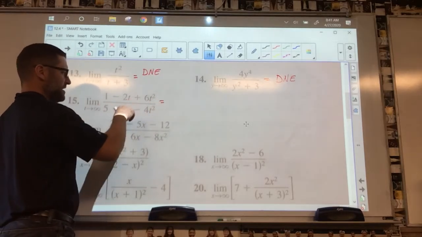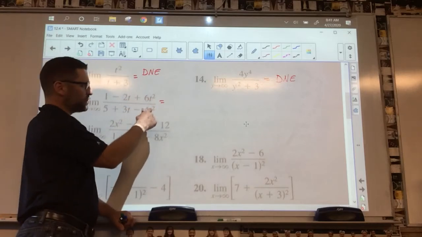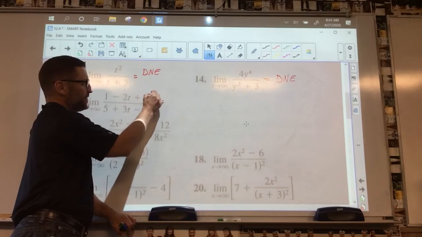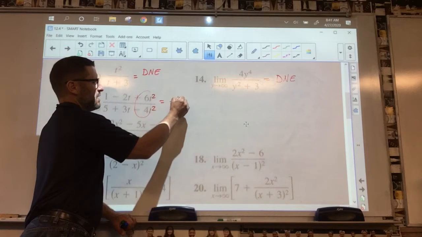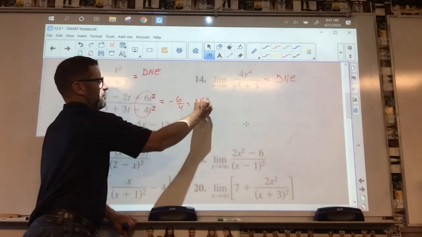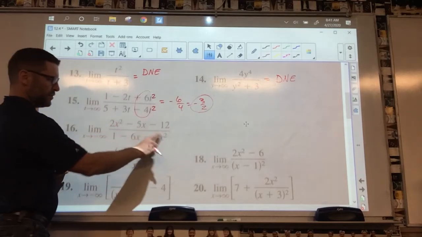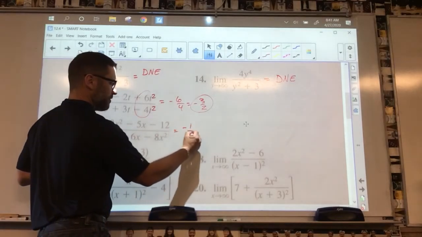Insignificant at infinity. Oh, I got t's here, but I got squareds. Squareds are the bosses. Squareds do everything. So I look at their leading coefficients because they're both t squared. 6 over -4, -3/2. Degrees, 2 over -8, -1/4.